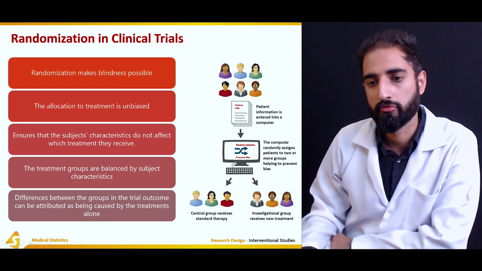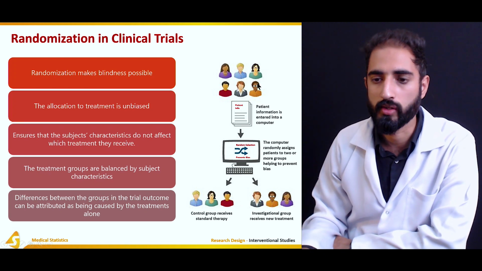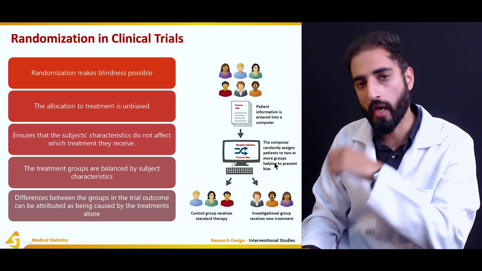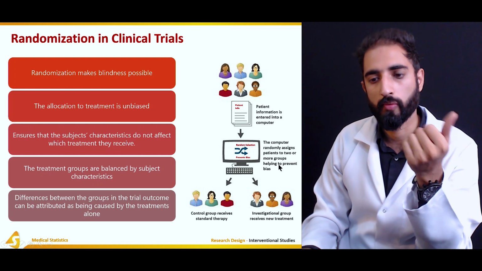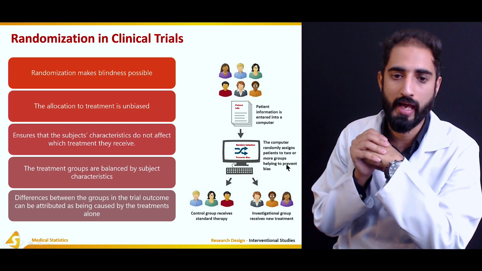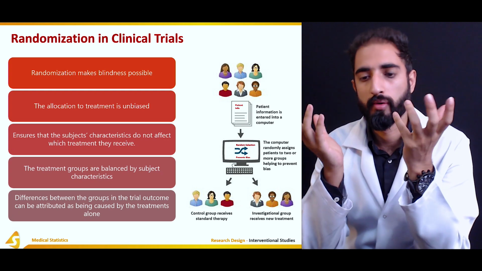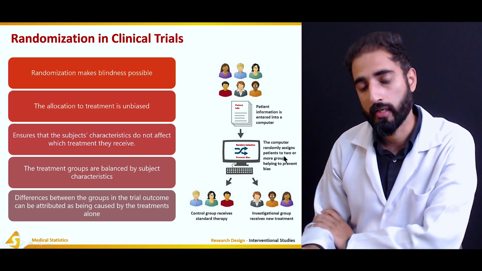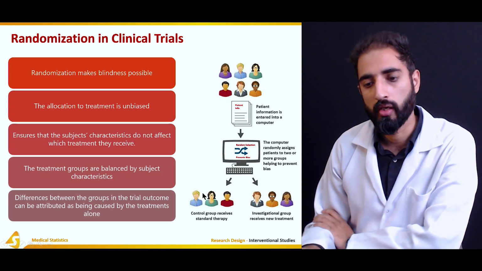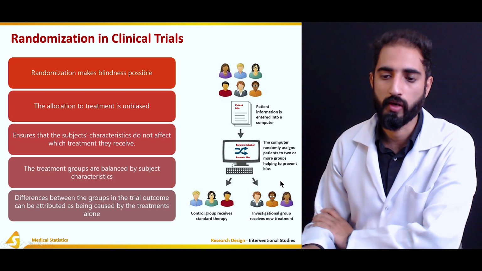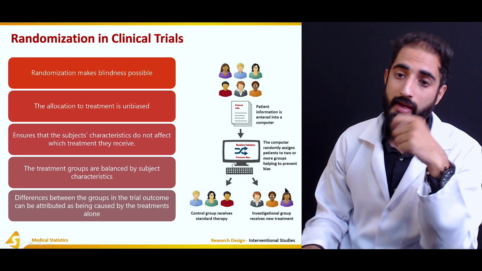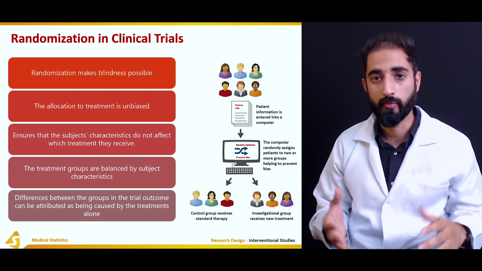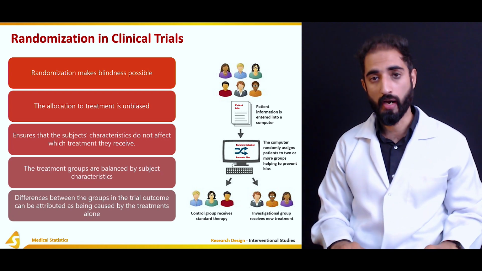Now, how is this randomization done? For example, I took these 6 participants into my research study and the patient information is entered into a computer. Then the computer randomly assigns the patients to 2 or more groups to prevent bias and to make the researcher blind to it. That is done through software. So I get 3 participants in the control and 3 participants in the interventional group. That was not on my behalf. That was random, and that means that it is not biased.